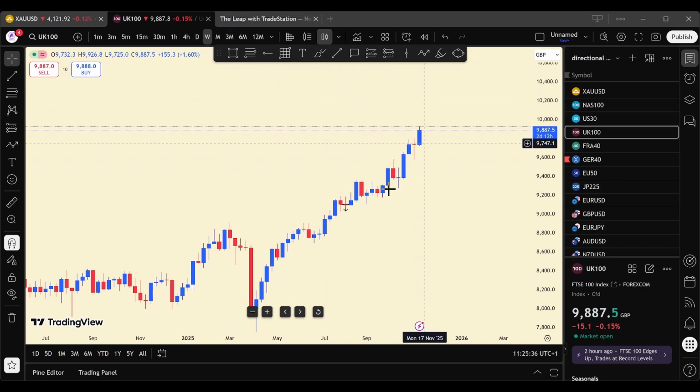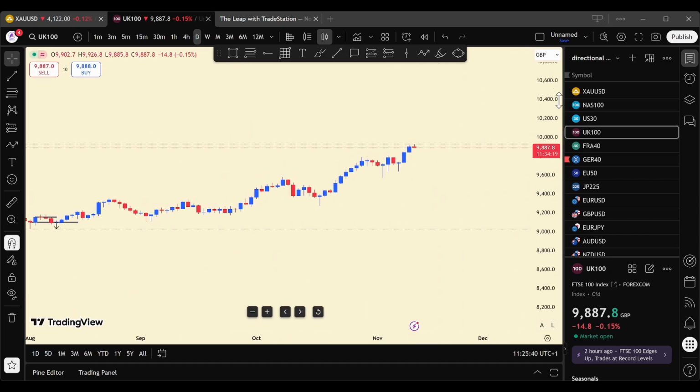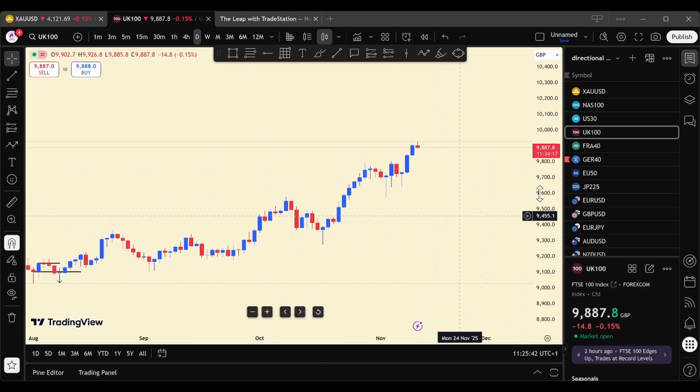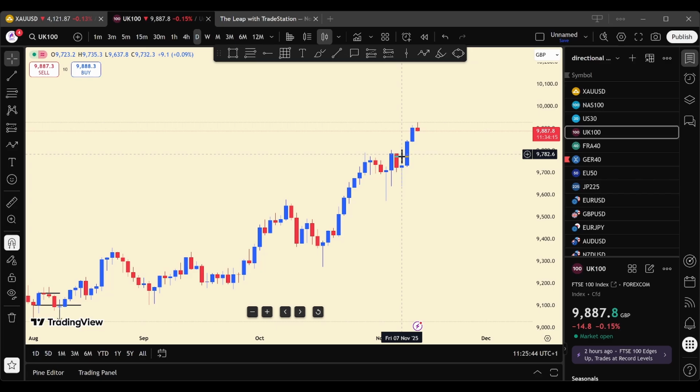So the weekly, you can see price pushing higher. We simply have to position ourselves as a buyer. There's no need for you to look for a bearish trade here at all. Instead, wait for price to give you a nice pullback to this area, and then you buy.